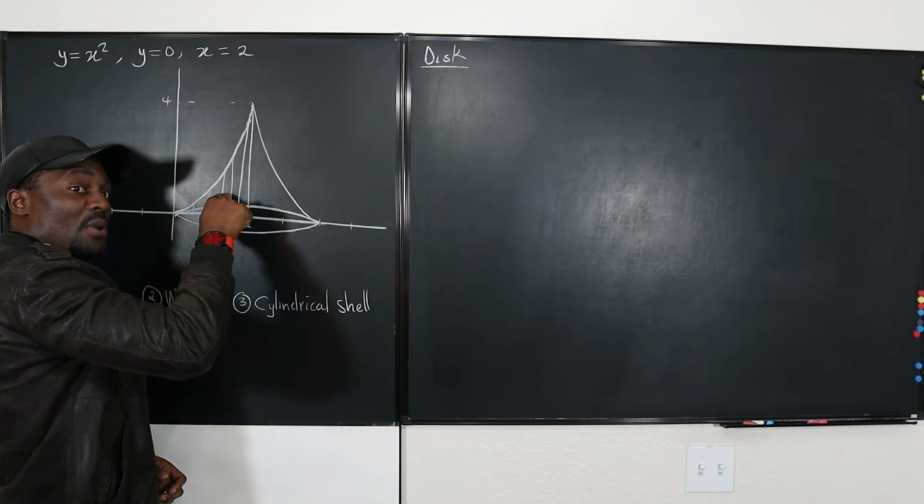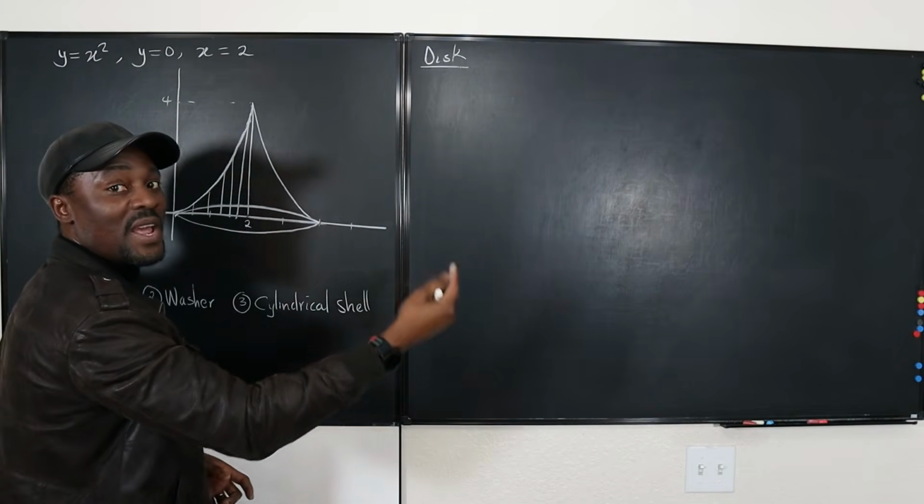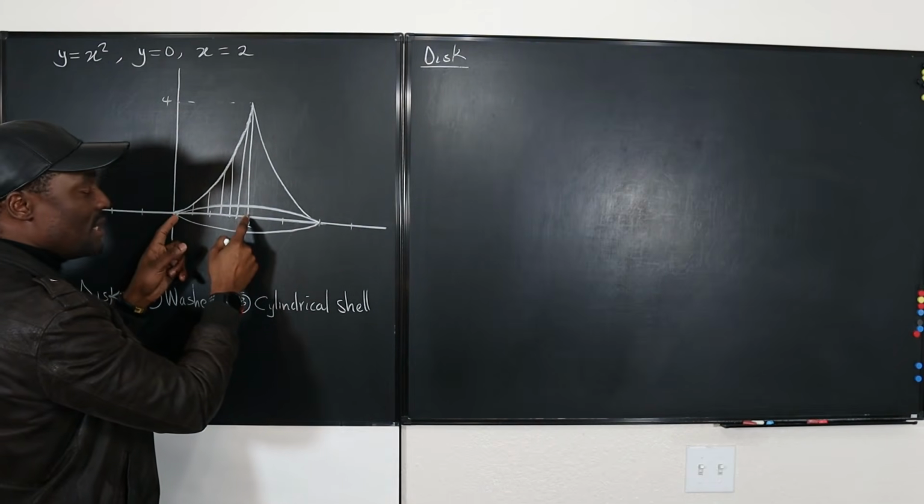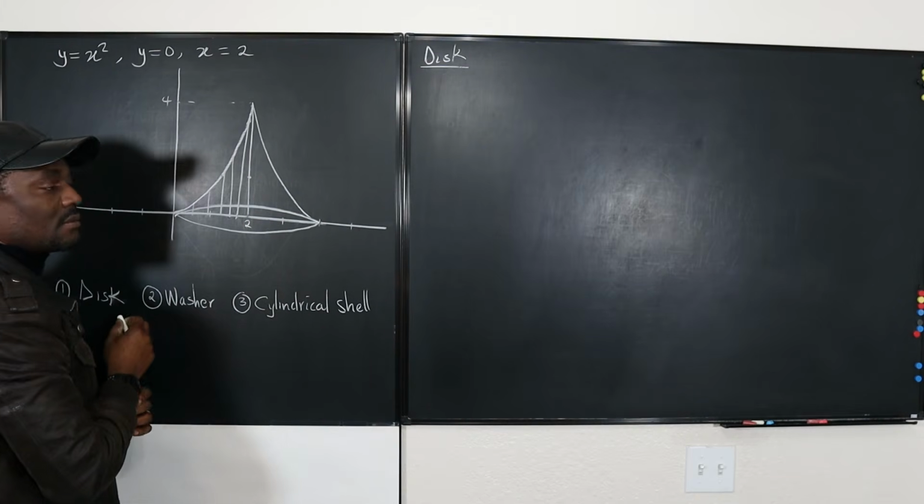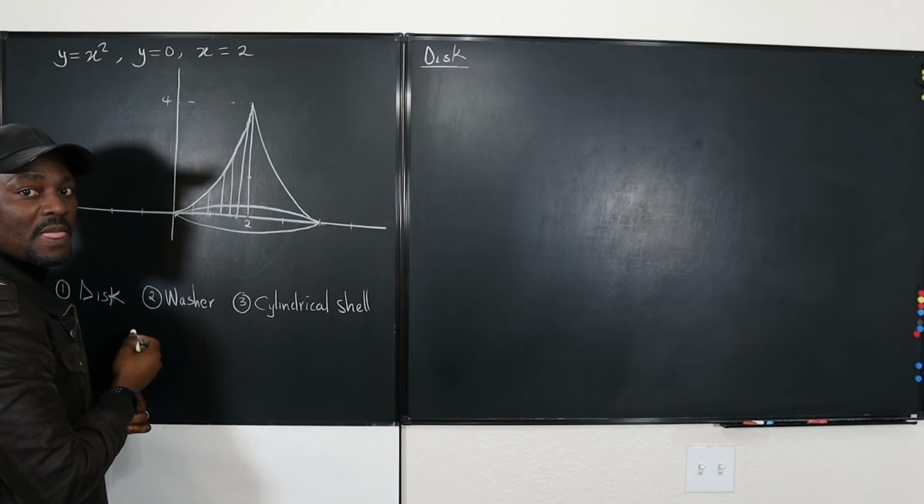This is the original part. This is the part that is generated after rotation. So your focus should be here. If I want to determine the distance from here to here, what do you think I'm going to do?